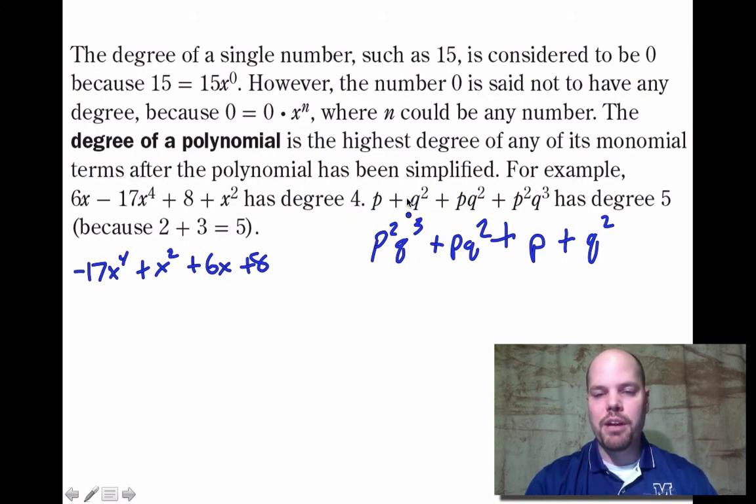But it doesn't really matter, just as long as you do it in one or the other, in p or in q. And this is going to be a fifth one, so this is the highest power term, and it has 2 plus 3, which is 5. So it's a fifth degree polynomial with 4 terms. This is a fourth degree polynomial with 4 terms.